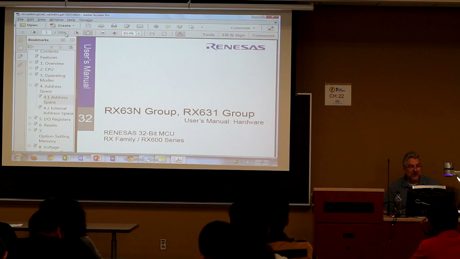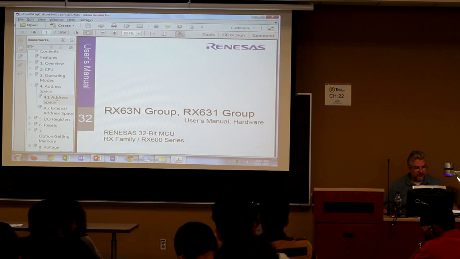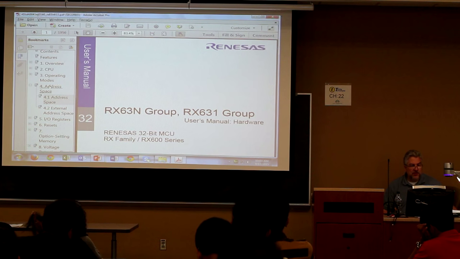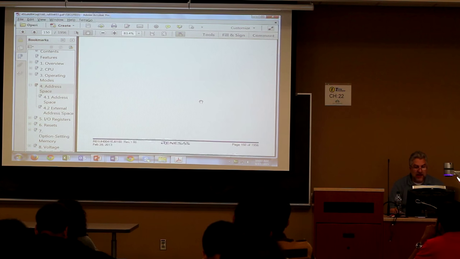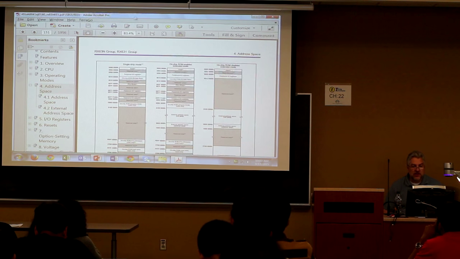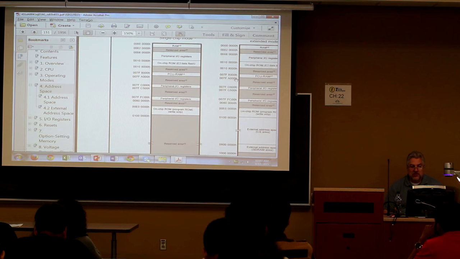No, you shouldn't read it front to back. That's why it has this lovely thing over here called a table of contents. We're going to be looking, in particular, at the address space area, and we'll take a look at something nice and big, and blow this up a little bit. Since we're going to be running in single chip mode, let's look at this.